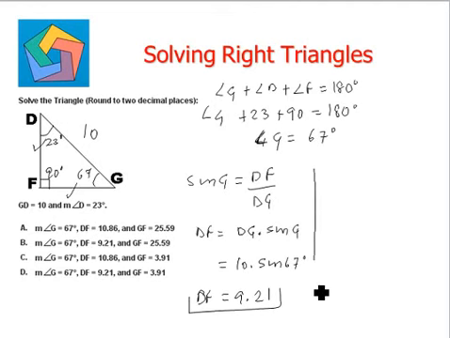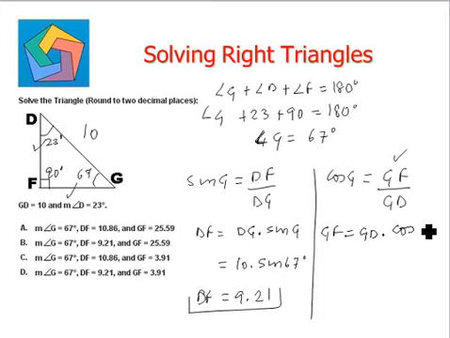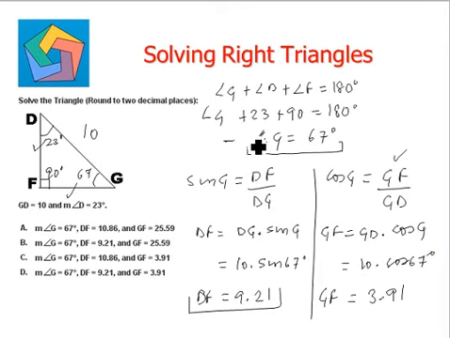Now to find out the value of the base FG or GF, we use cosine of G equals GF divided by the hypotenuse, that is GD. GF equals GD times cosine of G. GD is 10, cosine of 67 degrees. So GF equals, with the help of the calculator we find cos of 67 and multiply that with 10. We get the answer as 3.91. So angle G is 67, DF is 9.21 and GF is 3.91. These values match with option D, which is the correct one.